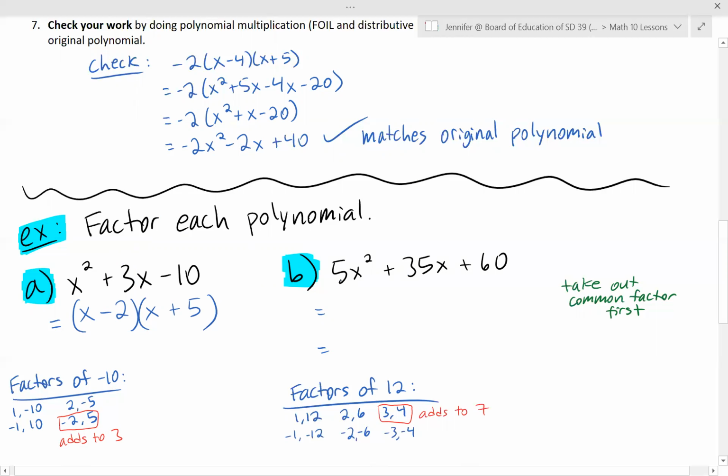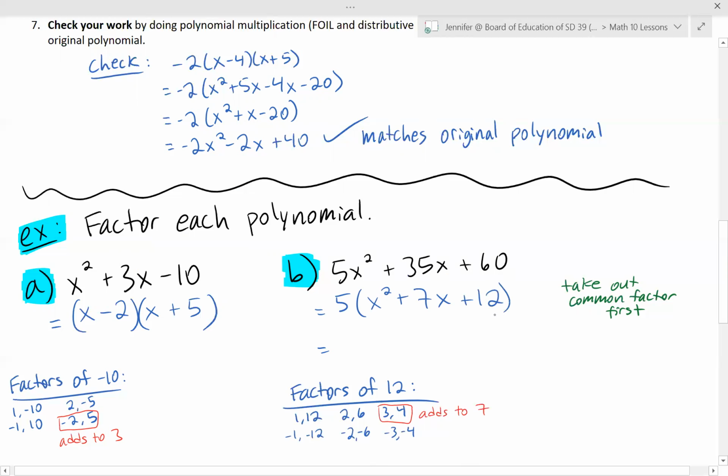B, so this looks a little different at first because we do have a coefficient larger than 1 with our x squared term. But remember, we always have to take out a common factor first. Once we do that, we'll be left with x squared on its own. So all of these terms are divisible by 5. That's our common factor. We take out a common factor of 5. We're left with 7x and 12.